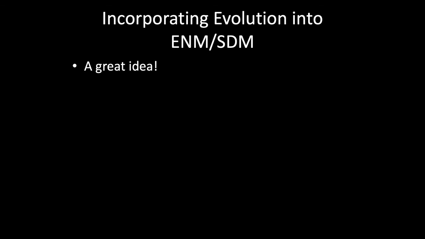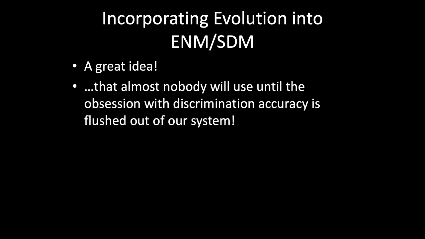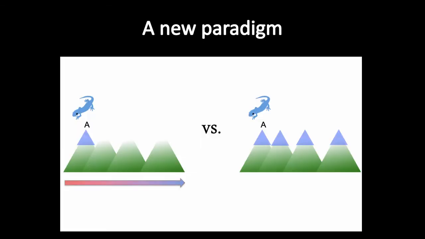But there's a problem, which is it's a great idea that almost nobody's going to use until our obsession with discrimination accuracy in geographic space is expunged, basically. Because think about what happens. Let's say Moses is working perfectly, and I build a model for one of those Platurus, and it uses data points for all those other ones that have effectively interchangeable niches. That model is going to say, okay, my species can live where I've seen it before. It's also going to say it can live on these other mountains where it's never been seen.